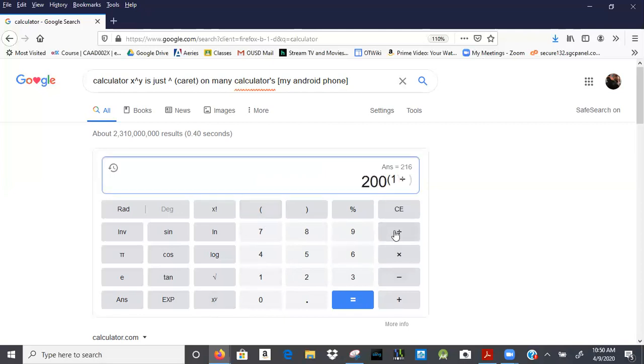1 divided by 3. And it's 5.8, which is what I was expecting because I knew 216. So we can estimate these roots if we have a few of them in our head, but you're probably going to use a calculator.